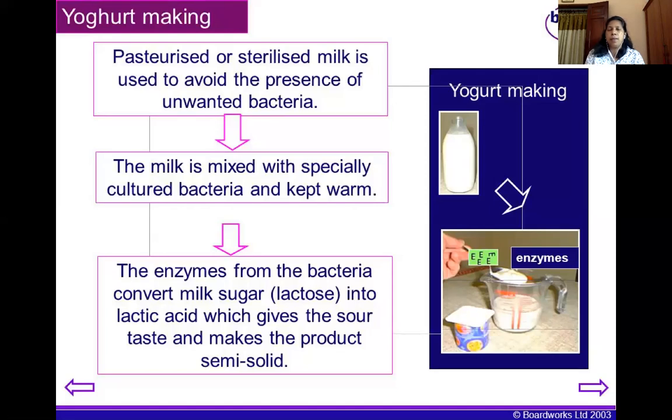Now, these are enzymes from the bacteria. We introduce lactic acid bacteria. Lactic acid bacteria produce an enzyme. That enzyme supports the conversion of the milk sugar, lactose, to lactic acid, right? So once the lactic acid is produced, the pH of the system gets low. Therefore, we know that protein coagulation is going on. Thereby, you will end up with yogurt, right? So this is the other one.